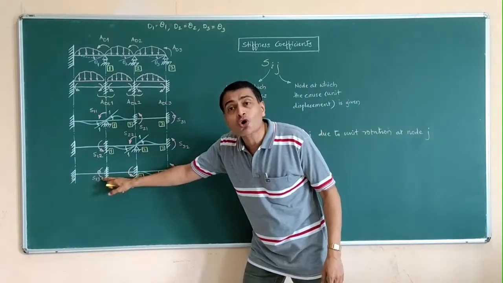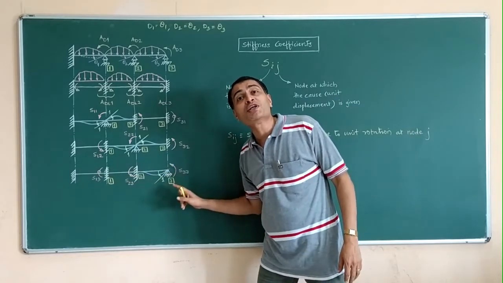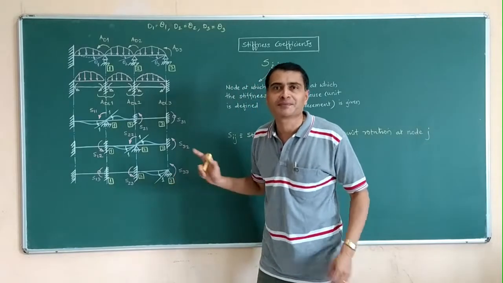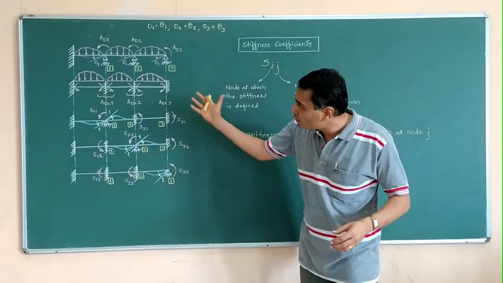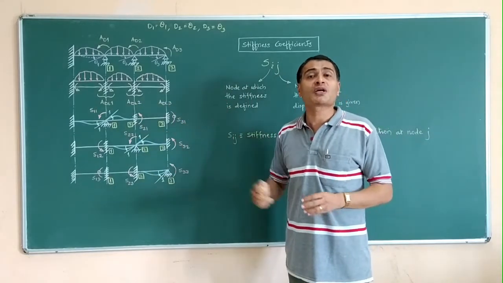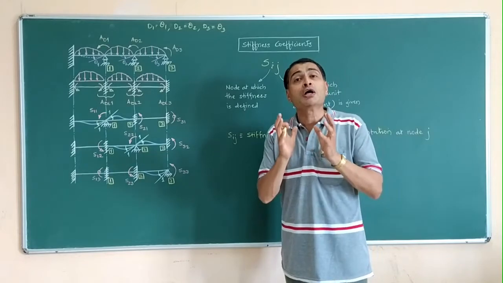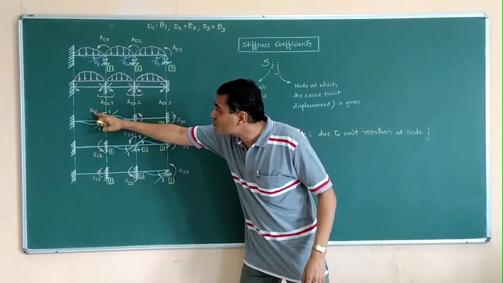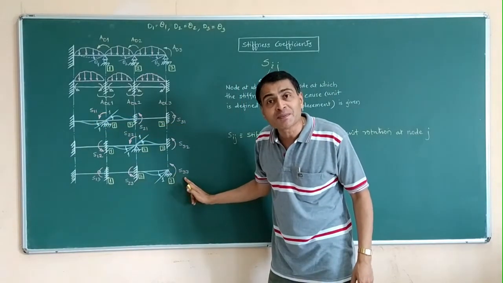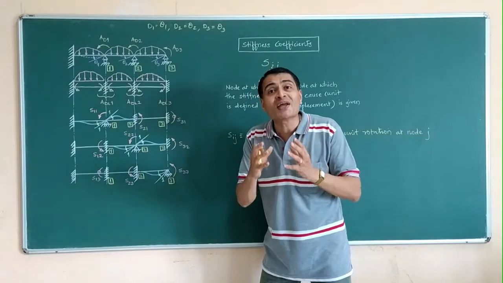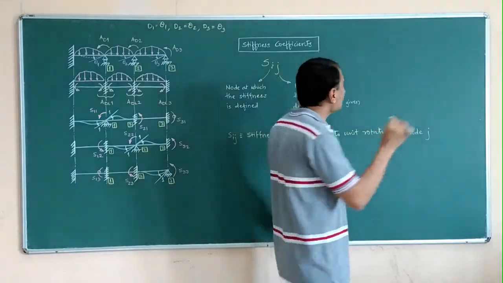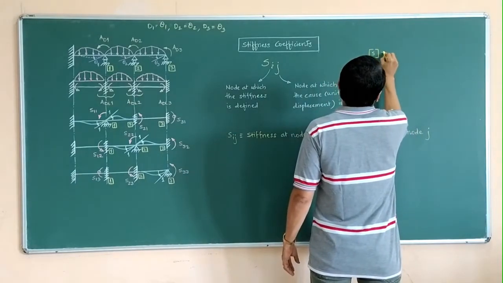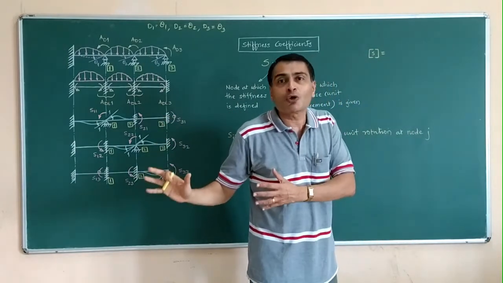S13, that is stiffness or action at 1 corresponding to unit rotation at node 3. And now all these stiffnesses, if you observe carefully, we have defined 9 stiffness coefficients starting from S11 up to S33. So it is possible to express these stiffness coefficients in the form of a matrix, and that matrix I am writing for you. This is a 3 by 3 square matrix in this particular example.